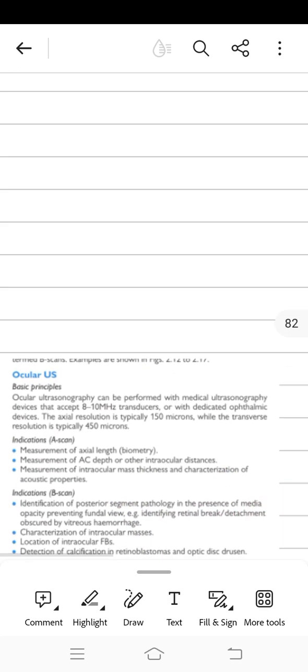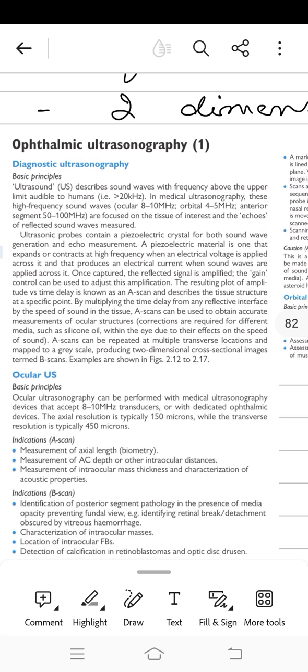Now the diagnostic ultrasonography basic principle. Ultrasound describes sound waves with frequency above the upper limit audible to humans, which is more than 20 kilohertz, or 20,000 hertz. In medical ultrasonography, these high frequency sound waves, ocular are 8 to 10 megahertz, orbital are 4 to 5 megahertz, and anterior segment are 50 to 100 megahertz, focused on the tissue of interest, and the reflected sound waves are measured.